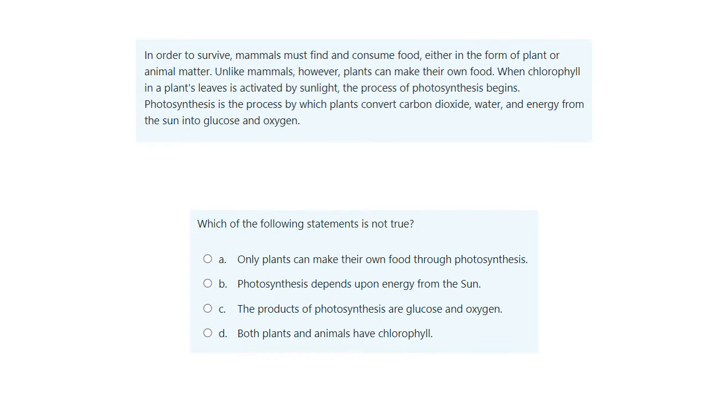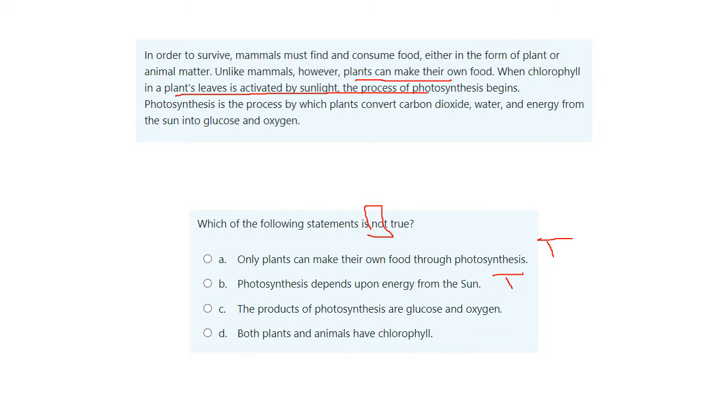Next question, which statement is not true? Make sure you see the word not there. Only plants can make their food from photosynthesis. Well, plants can make food, but animals cannot. Photosynthesis depends upon energy from the sun, while plants' leaves are activated by sunlight in the process of photosynthesis. So true, true.